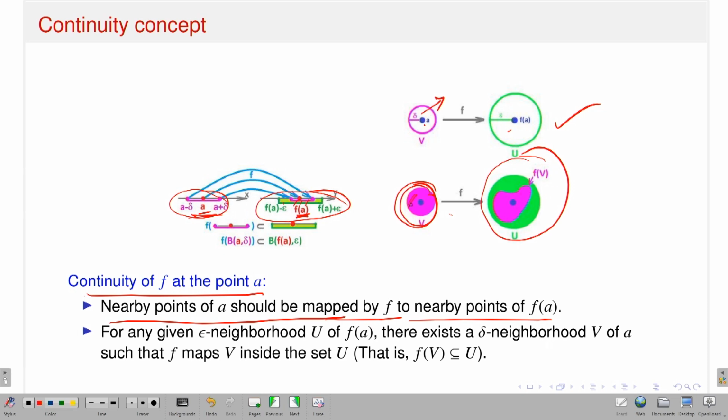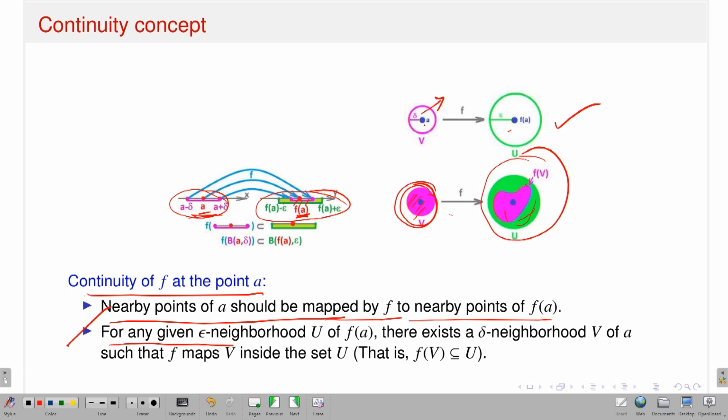So, this is the neighborhood. The pink color is the neighborhood on the domain side of the point a, and f maps it inside this green one. That is the geometrical way you can interpret the continuity of f at some point. Okay. Whatever epsilon delta I said, exactly this is the geometrical or pictorial way you can say it. That is something I have written.